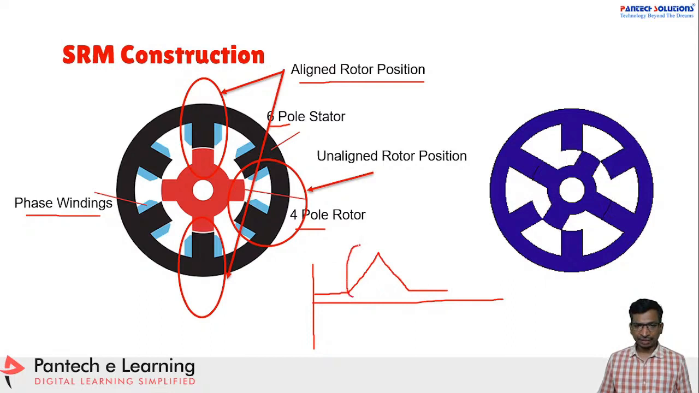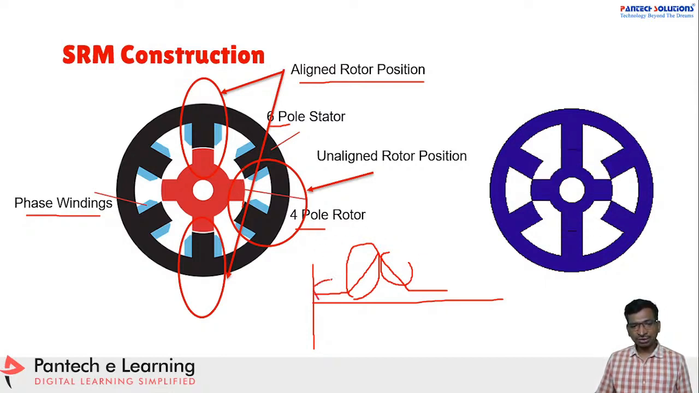So this area is called the increasing phase, which means the rotor is entering into the aligned position, and this side is the unaligned portion. So here, unaligned with the leaving position. Like that you can understand.